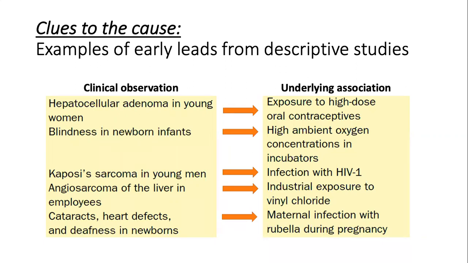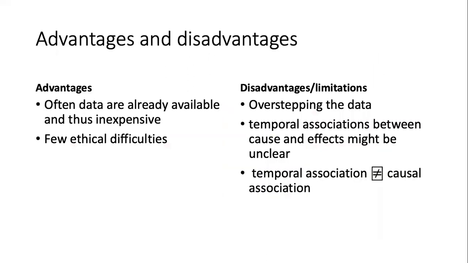So these are some of the examples of early leads, probably just beginning with case reports or case series, that alerted doctors to further investigate for any common association. Your descriptive studies have several advantages and disadvantages. The more obvious advantage is that often the data are already available and thus inexpensive. For example, if you're doing a case report, you just have to go back to the chart, review it, write it up and then make your case.